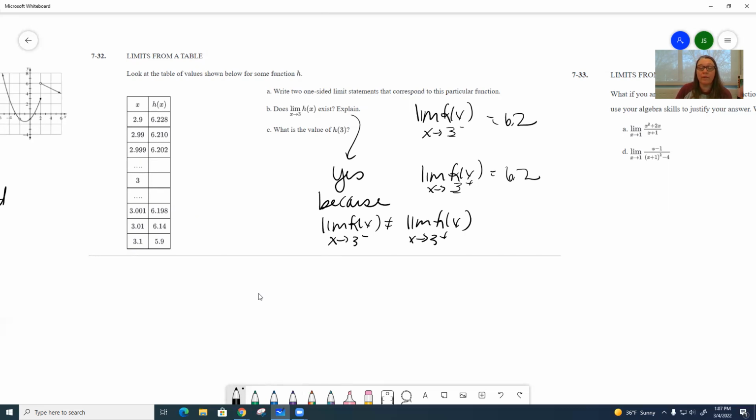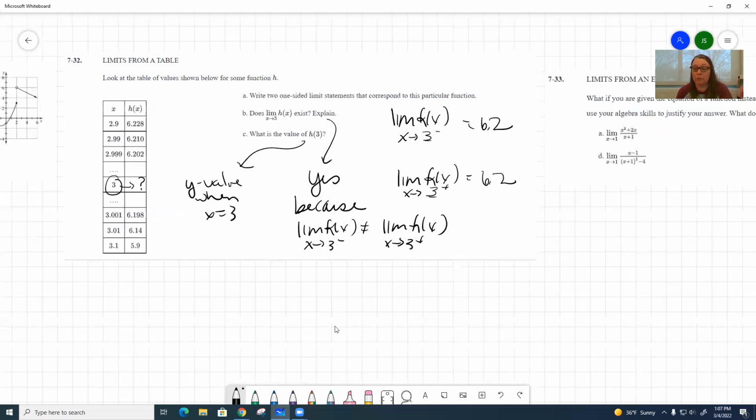Okay, and then it says, what is the value of h of 3? That means the y value when x equals 3. So I go to my table, my x is 3, and there is no y value. So I just say, I don't have enough information. I mean, as I approach, it could be lots of things. It could be there's an asymptote. It could be that they just get closer to that 6.2 on either side. We really don't have enough information.